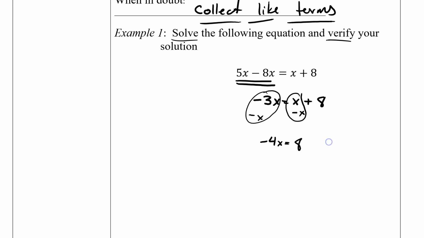You've seen this kind before. We're one step away from finishing up. Negative 4x equals 8. We're going to divide both sides by negative 4 because negative 4 is multiplied by x. And I get x equaling negative 2.